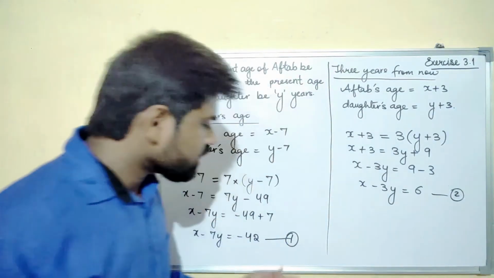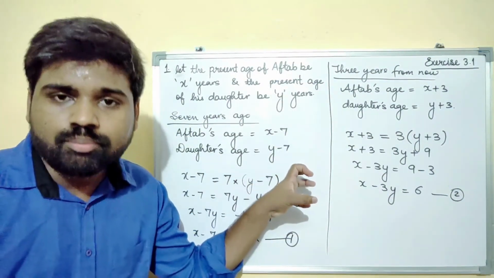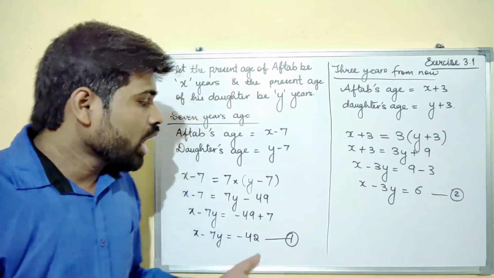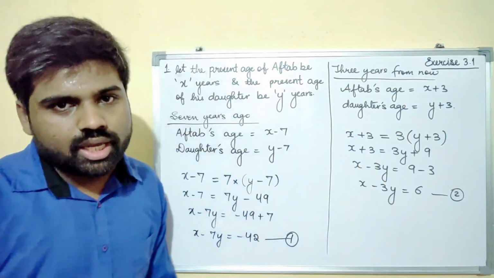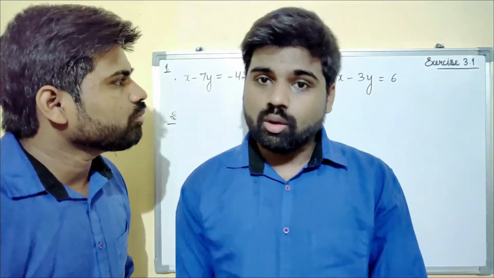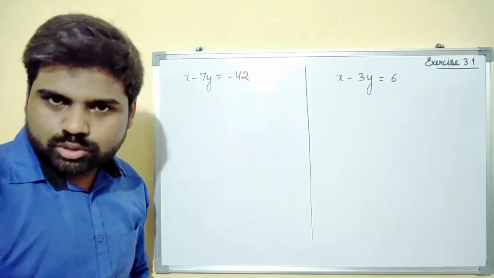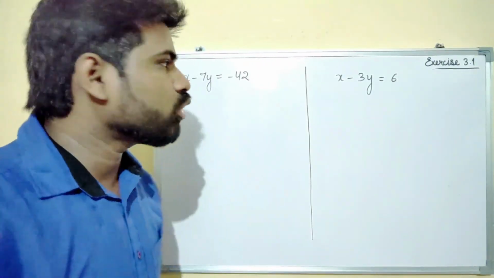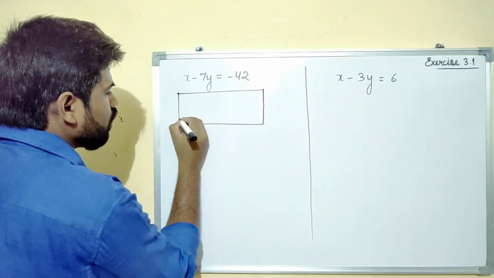Now we have to plot the graph for these two equations. The first and the second equation show the representation of the situation in the algebraic format. Now let us try to plot the graph for these two equations. So I am rubbing it for you now. Our two equations are x minus 7y equals minus 42 and x minus 3y equals 6. We have to find the points for these two equations. So I am making a box here.